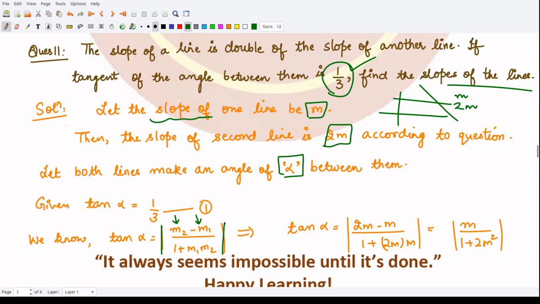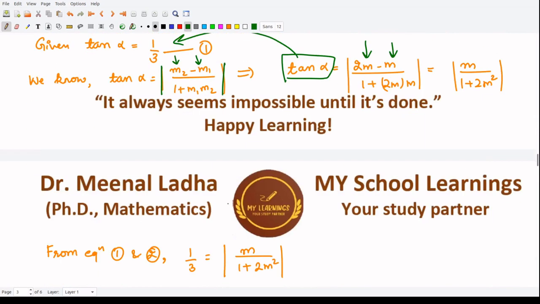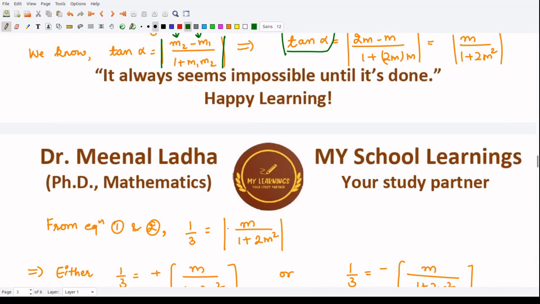Now, what is the slope of the second line? It is 2m. The first line slope is m. So, substituting the values here and substituting the value of tan alpha as 1/3, we have 1/3 is equal to the modulus of m divided by (1 plus 2m square), correct?